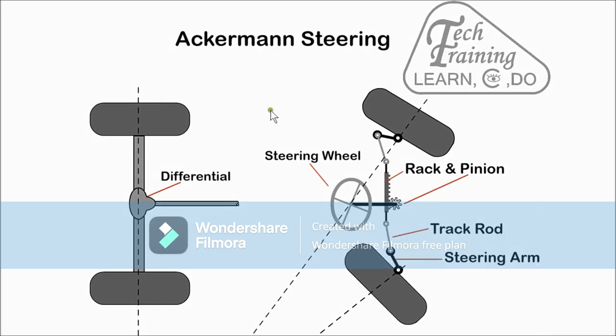The Ackerman steering, designed in the 1800s by Rudolf Ackerman, is still in use today. It allows the outer front wheel to turn in a wider circle than the inside wheel. The steering wheel is connected to the rack and pinion, which moves the wheels via the track rods. The track rod is connected to the wheel with the steering arm.